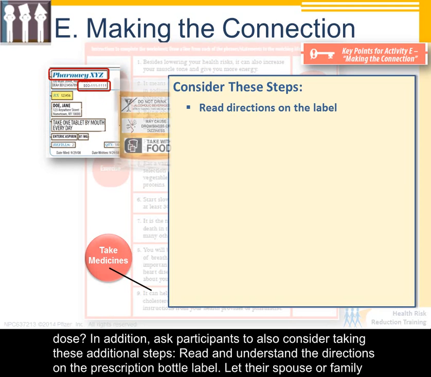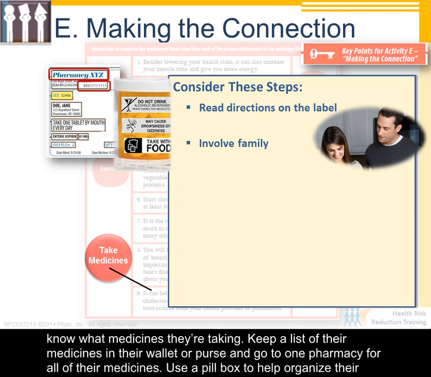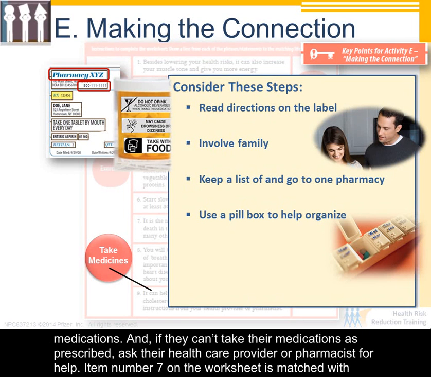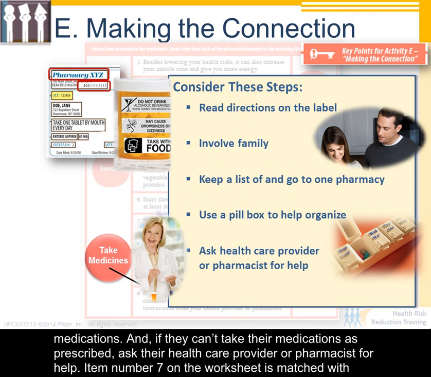Read and understand the directions on the prescription bottle label. Let their spouse or family know what medicines they're taking. Keep a list of their medicines in their wallet or purse and go to one pharmacy for all of their medicines. Use a pill box to help organize their medications. And if they can't take their medications as prescribed, ask their healthcare provider or pharmacist for help.